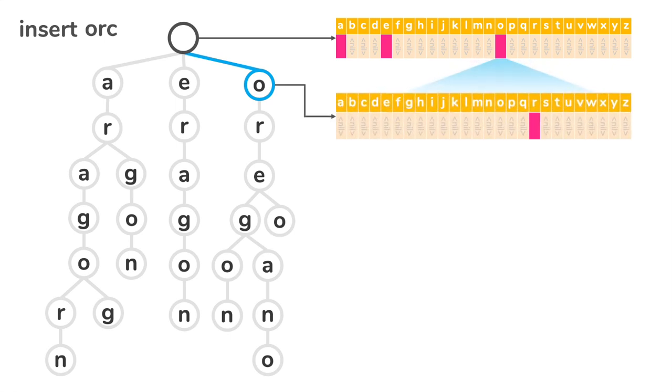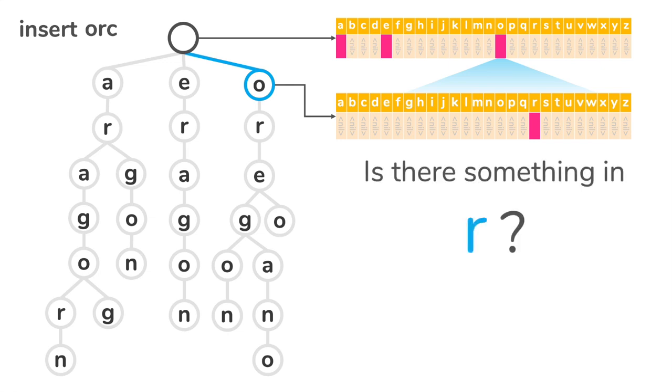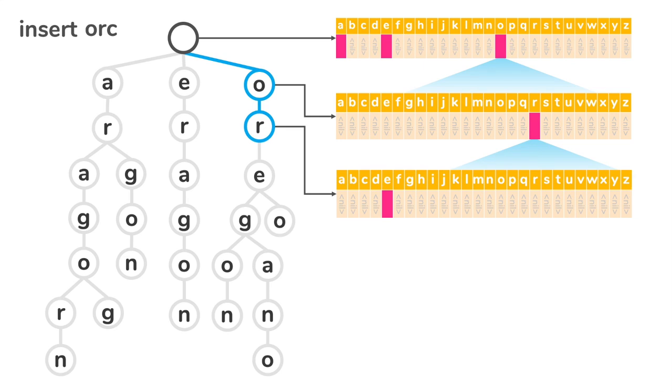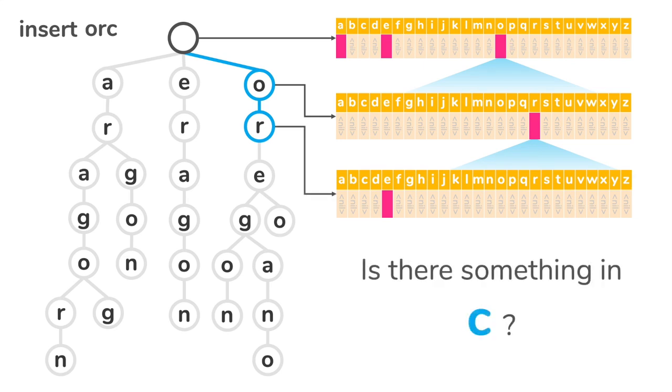This is also a node just like the other nodes, like the root node or any other node. So it will also have an array that holds the pointers of the children. And this time we'll see if there is something in R, because that's the second letter in orc. And yes, there is. So which means we have a node for that. Same goes for the next node. We'll see if there is something in the index for C, which is the third letter of orc.